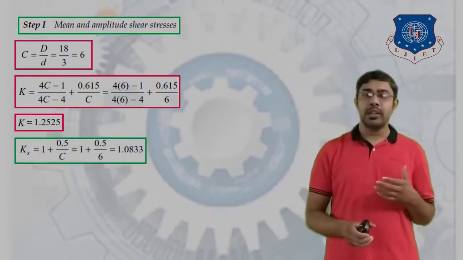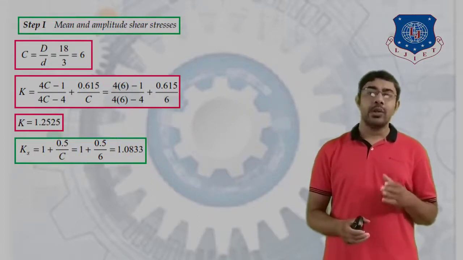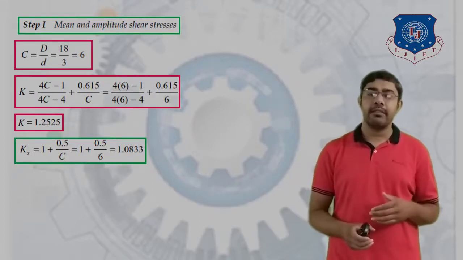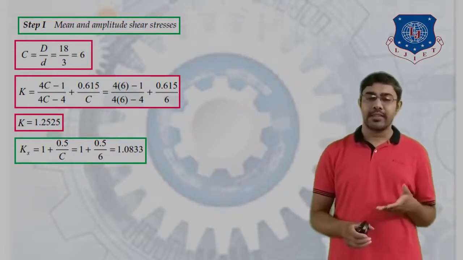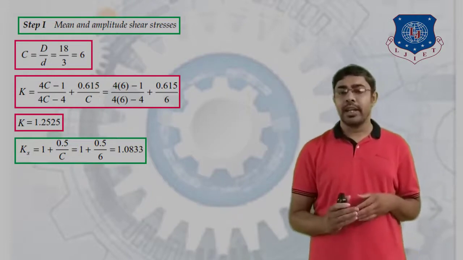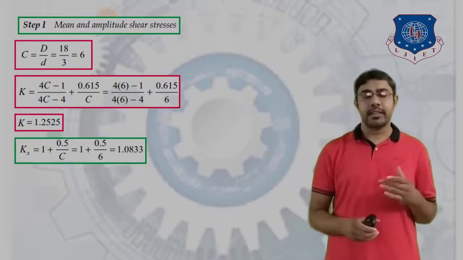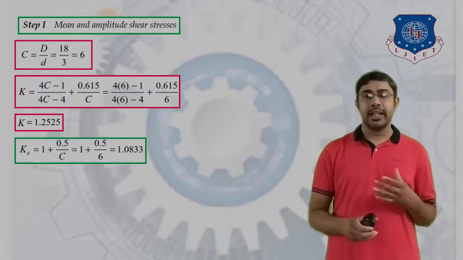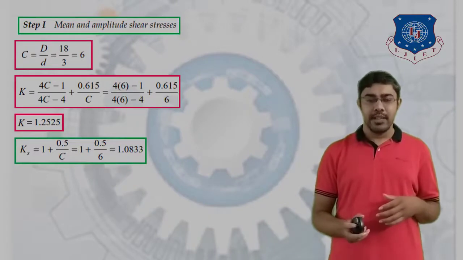Now we also calculate Ks. As we know, the shear stress concentration factor Ks is equal to 1 plus 0.5 divided by C. By placing C equal to 6, we get Ks equal to 1.0833. So now we have both factors, K and Ks, so we can calculate the mean shear stress and amplitude shear stress.